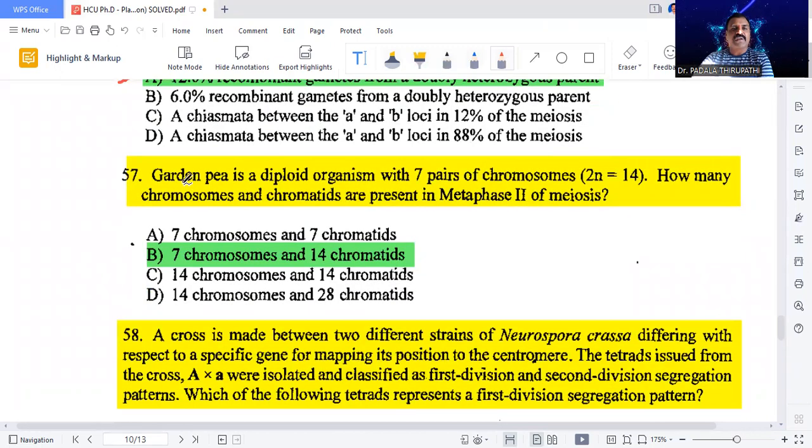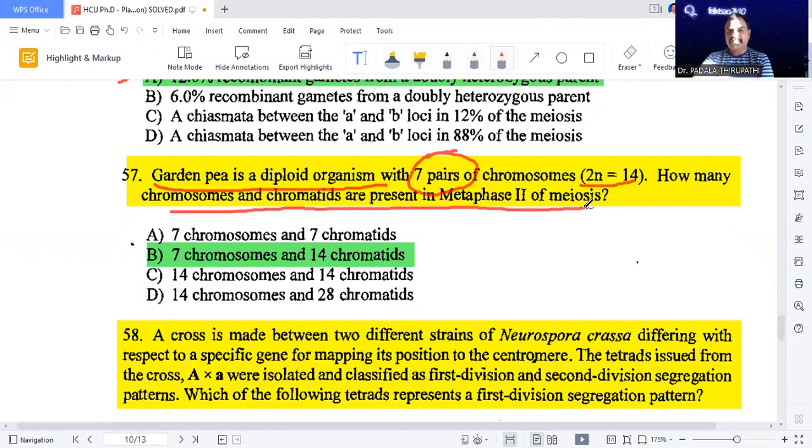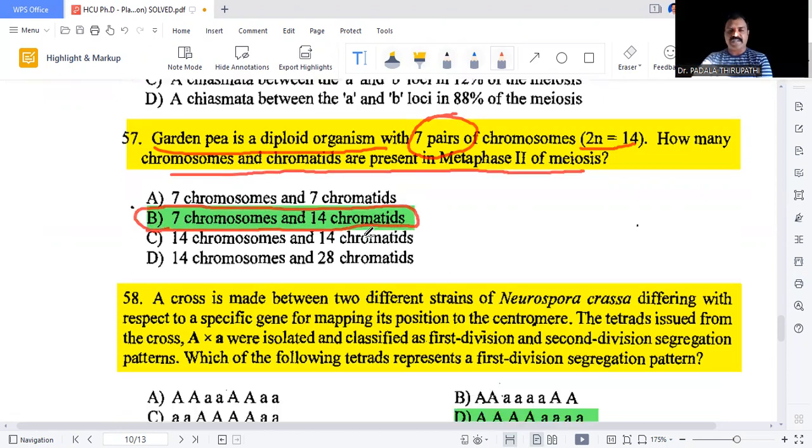And the 57th question. Garden pea is a diploid organism with 7 pairs of chromosomes, that is 2n equals 14. How many chromosomes and chromatids are present in metaphase 2 of meiosis? In metaphase 2 of meiosis, we observe 7 chromosomes and 14 chromatids, my dear friends. 7 chromosomes and 14 chromatids.